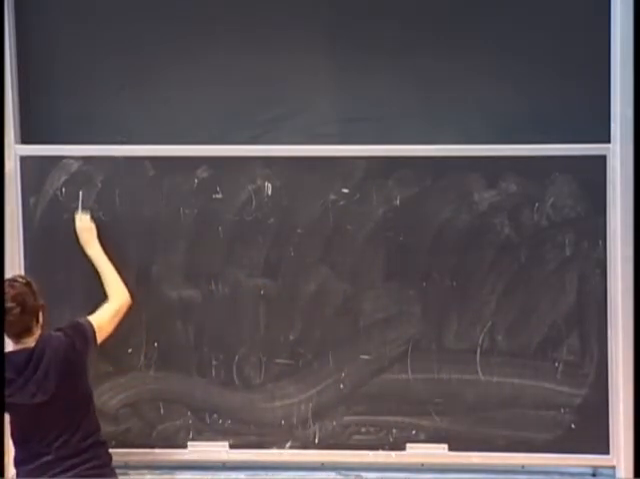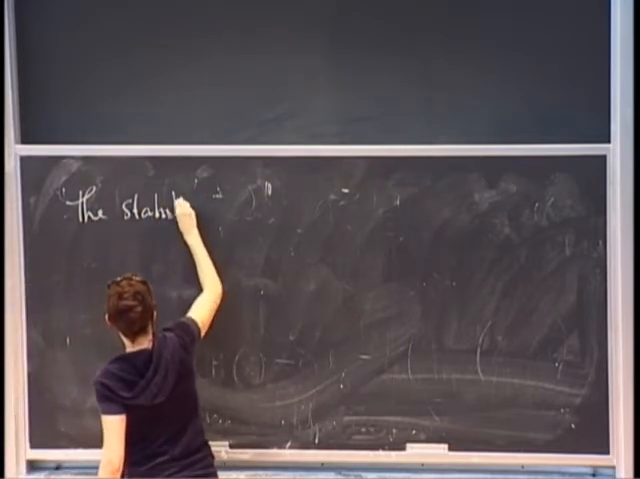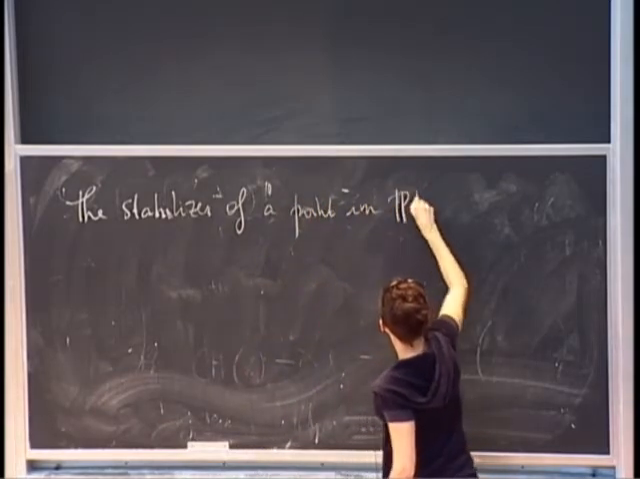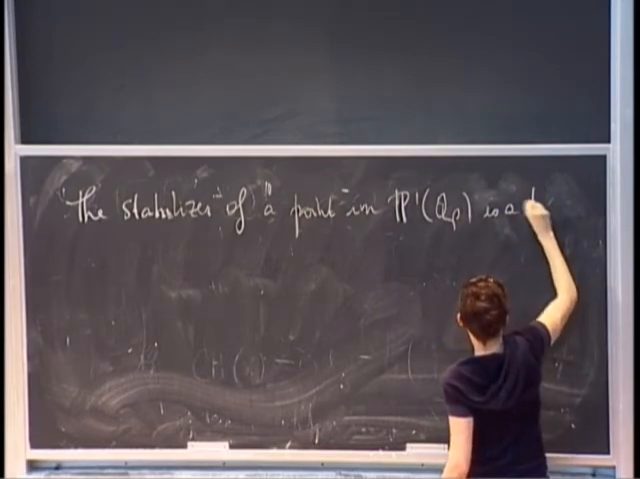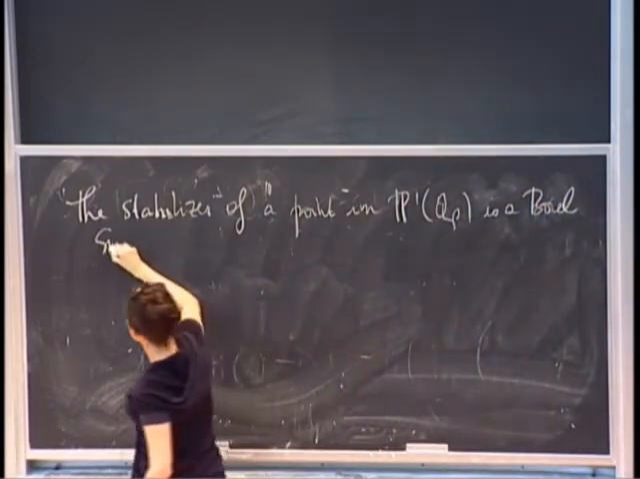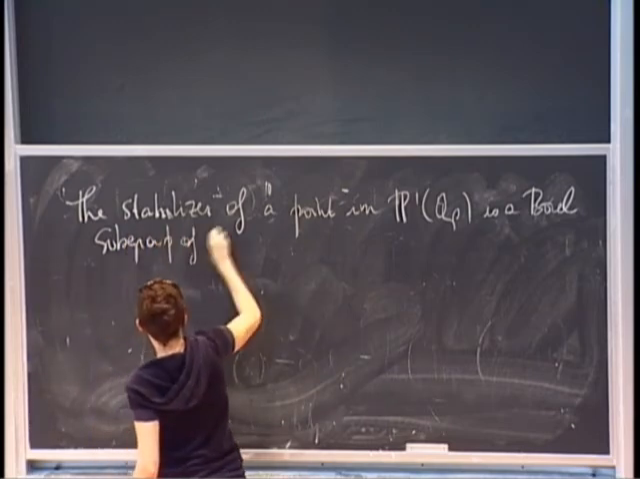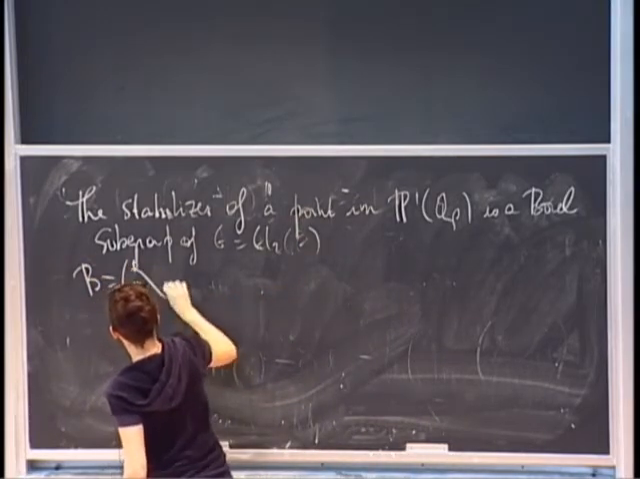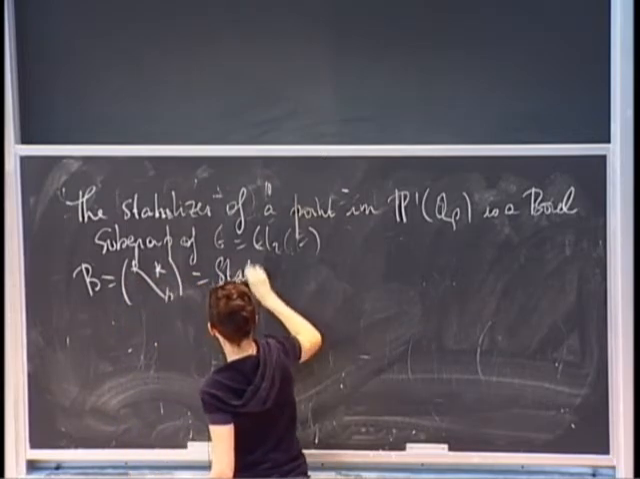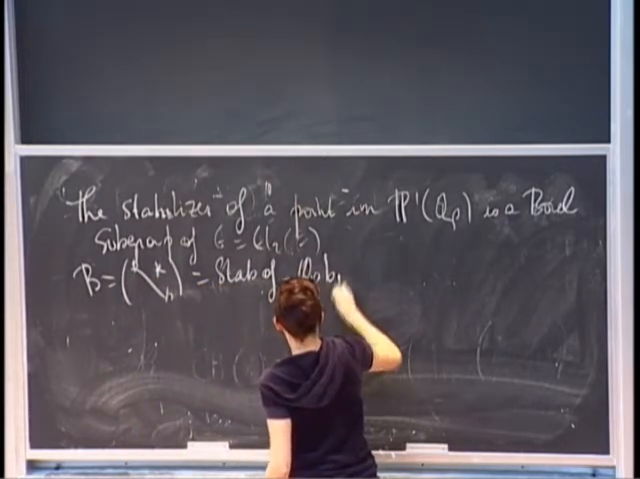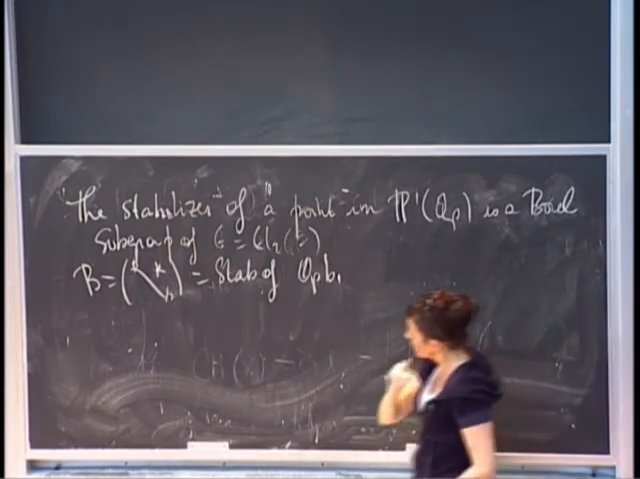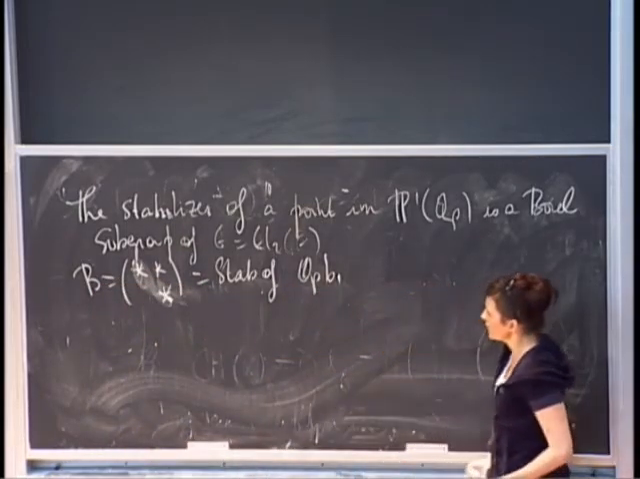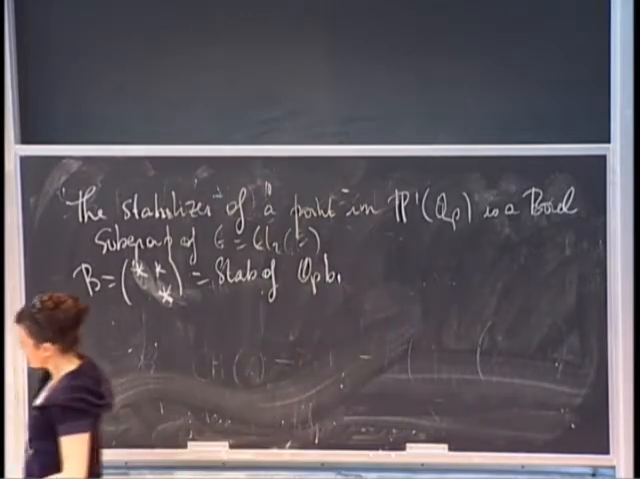So that's an opportunity to introduce the Borel subgroup of our group GL2. The stabilizer of a point in P^1(Q_p) is a Borel subgroup of G, here G equals GL2, and we will single out the upper Borel subgroup, which is the stabilizer of the line generated by the first vector of our canonical basis.